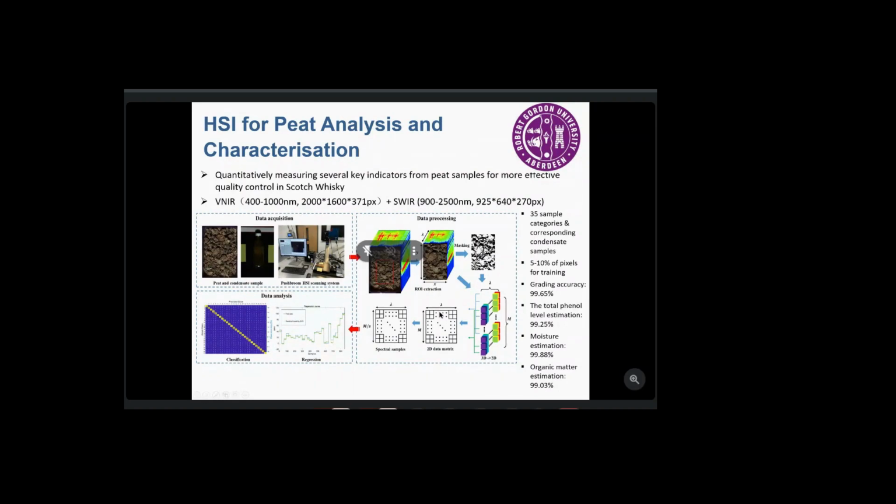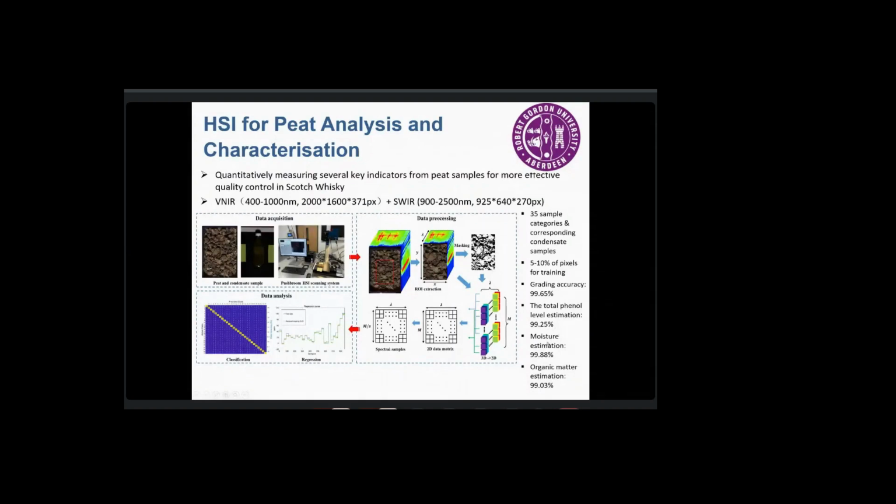And then you can see we do the data acquisition, we do the data analysis, and then it's quite complicated, combining machine learning and conventional image processing. Eventually, we can get one way is a classification, and another way is the prediction. We use, for example, the 335 sample categories and their condensate sample. We use 5 to 10% for training. We are grading at different levels. That's a classification.